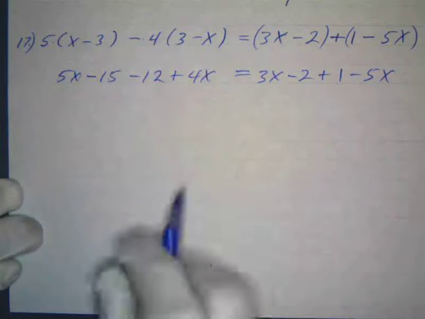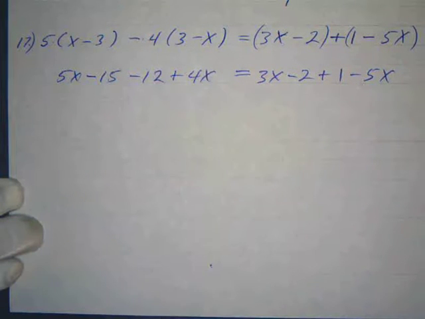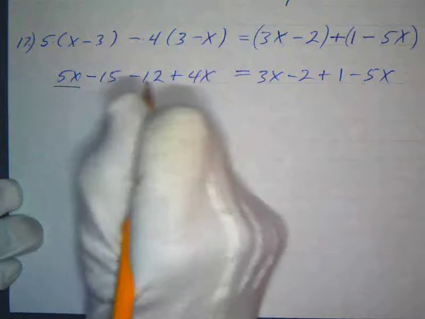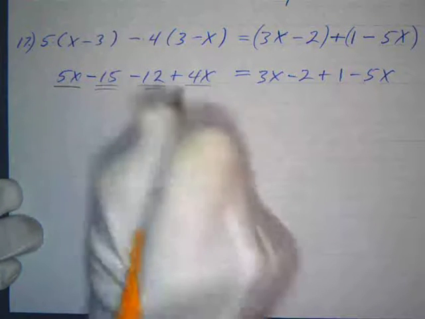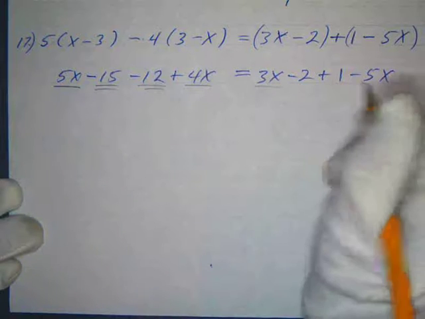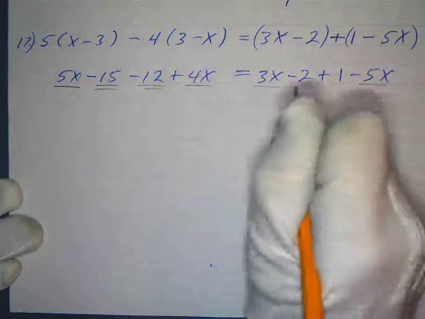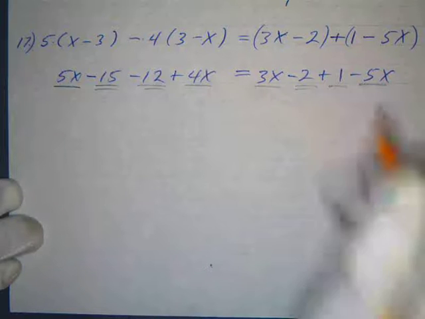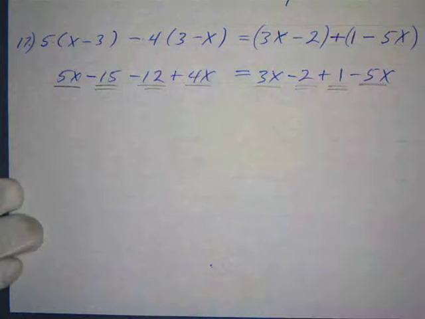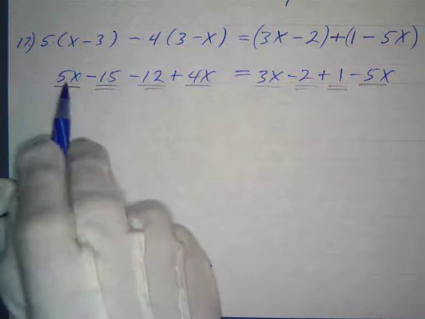Okay? Then we'll combine our like terms. So I got some x's over here, and I've got some numbers. And I've got some x's over here, and I've got some numbers. So those are the like terms. I've underlined them accordingly.